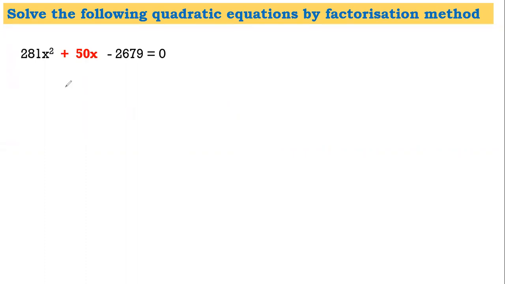Now first of all, the basics, the equation has to be in the standard form. There should be no negative sign here if you have to follow my method. Then it is 281 into 2679. Now it's going to be a huge number. So my suggestion is don't multiply them whenever you come across big numbers, factorize them individually.